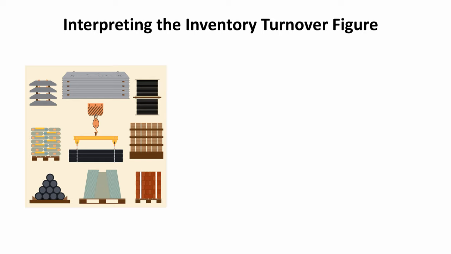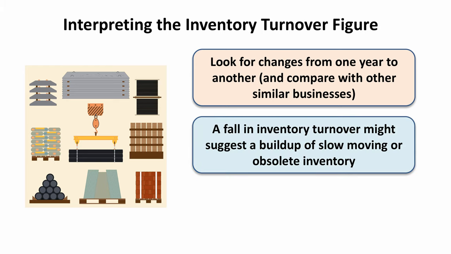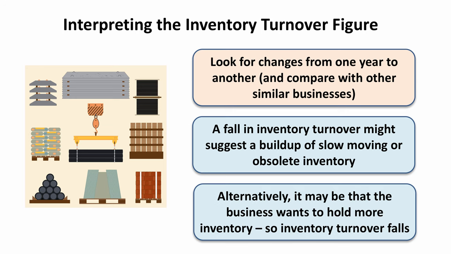Now, you may be asked to interpret the inventory turnover statistic. You may be asked to calculate it as well as interpret it. So look out for factors such as a change in the inventory turnover number from one year to another. That's possibly more relevant than just looking at one number on its own, but also compare it with similar businesses if you're able to. If inventory turnover has fallen, that means that we're turning our inventory over slower each year. Now, that might suggest a number of things. There's an example on the screen there, a possible buildup of slow-moving or obsolete inventory, which could be a problem for the business. But of course, a fall in inventory turnover might also suggest that the business wants to hold more inventory, perhaps in order to enable it to better meet demand as and when it comes through. So a fall in inventory turnover isn't necessarily bad news for the business.